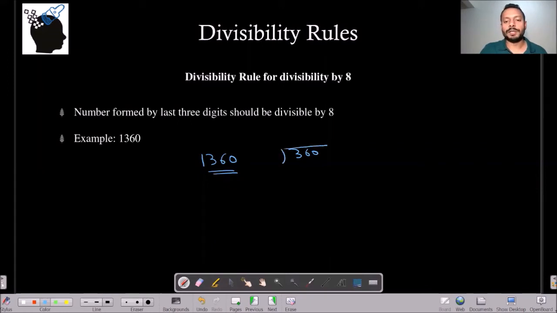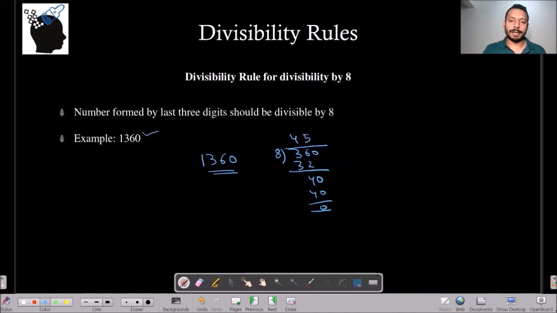We can use the long division method to find this. 8 into 4 is 32 and we are left with 40, and 8 into 5 is 40. So that means 360 is divisible by 8. That also means 1360 is divisible by 8.